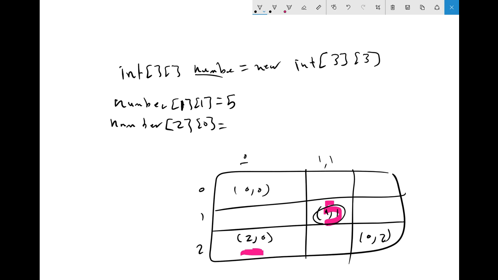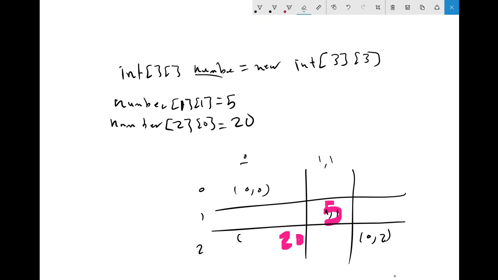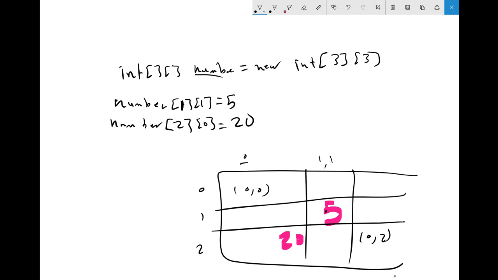For example, add any value. Let me say add 20. That means you add 20 in this cell. Is that right? Yeah, you add 20 in this cell, and you add 5 in that cell. This is basically how you work with a two-dimension array. But this is a basic example that I'll share with you.